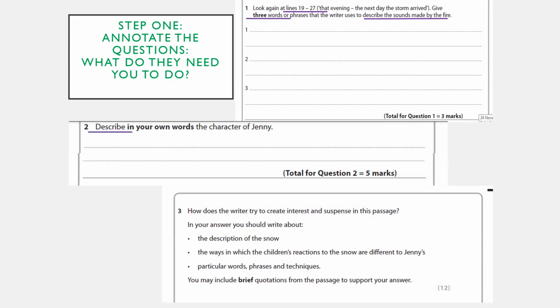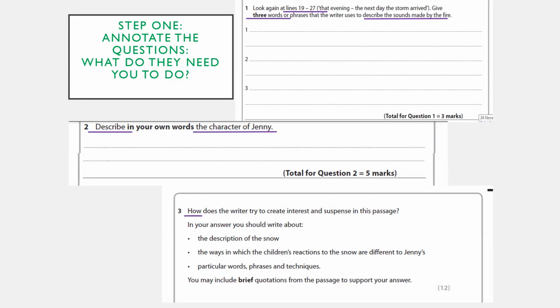In the second question, we have describe. It's really important. This is telling you how they want you to answer the question. And the character of Jenny. So sometimes in the passage, for example, they might have two different characters. Let's say, for example, John and Jenny, but they really want you to focus only on Jenny. If you go on to other characters, you may not get the marks because they are only asking about Jenny.